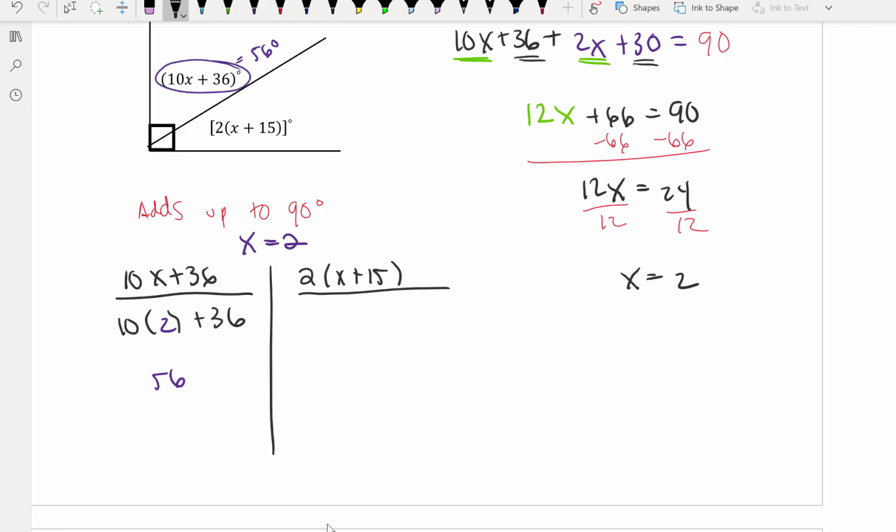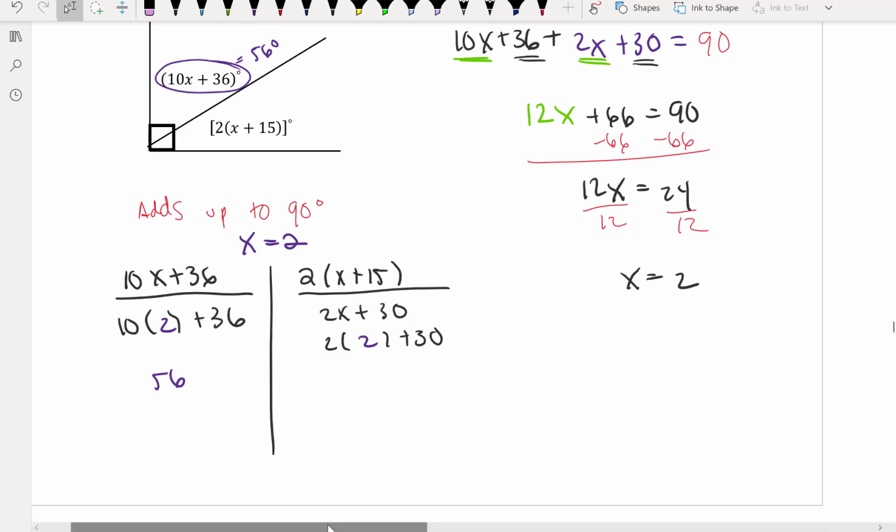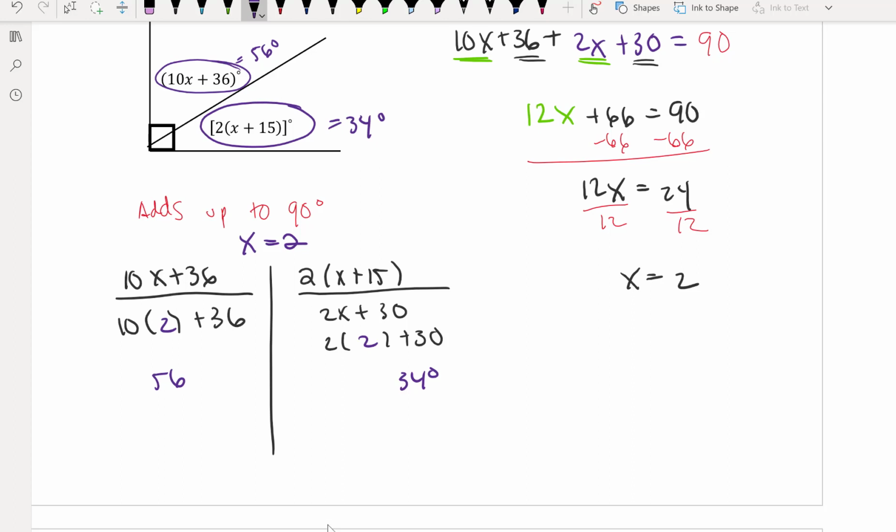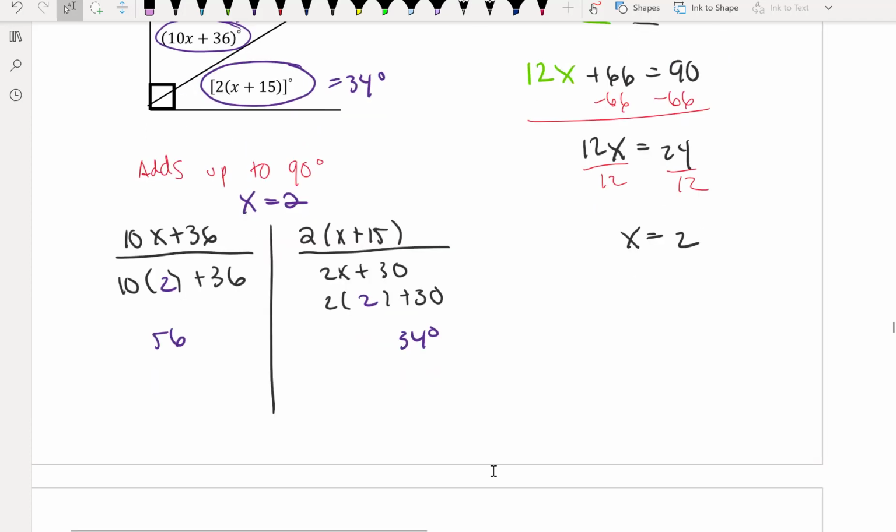Now on the opposite side, I have my 2x plus 30. And of course I'm plugging 2 in there. So I have 2 times 2, which is 4, plus my 30, which is going to give me 34 degrees. So this side is equal to 34 degrees. So if I add 56 plus 34, that's going to give me 90 degrees.